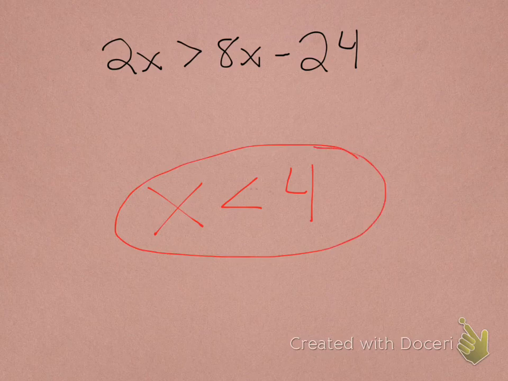So therefore, any number that is less than 4, not equal to 4, but any number less than 4, when you take that result and plug it into the original inequality, will end up giving you a true statement.